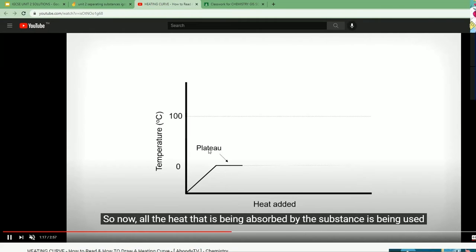You don't have to remember this. So now all the heat that is being absorbed by the substance, remember this line is important. All the heat which is being absorbed by the substance, that heat is being used for what reason? Let's see. To convert the substance from solid phase to liquid phase. Is the statement clear? Yes. Fahad, Amir? Just show me thumbs up if you don't want to speak, okay?